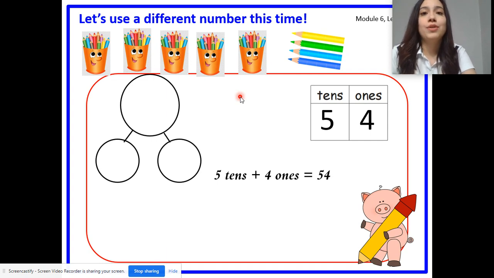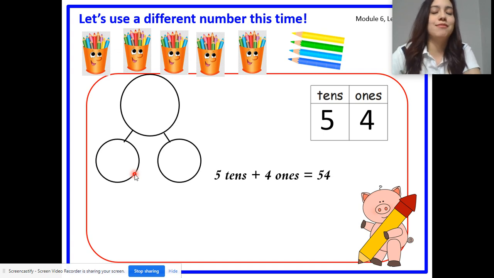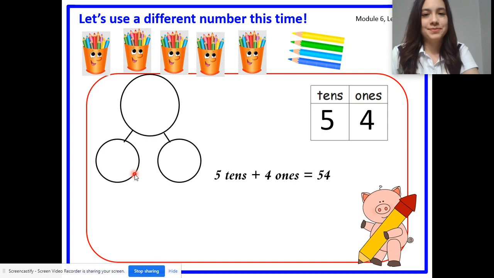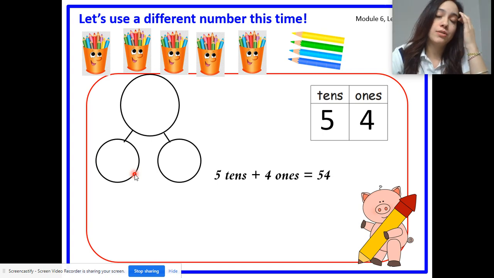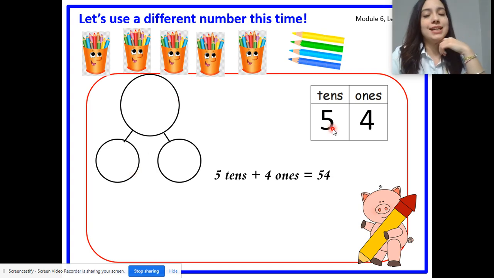Very good. Now we're going to write our number sentence the regular way. But first, go ahead and draw a number bond so that we can break it apart. Press pause and then press play when you're ready. Very good. So, how do we break apart, boys and girls, 5 tens plus 4 ones? But we're going to break it apart the regular way. So, 5 tens is the same as what number? Get ready.